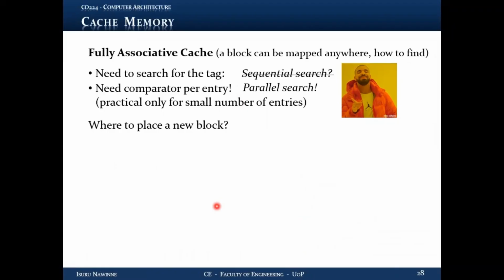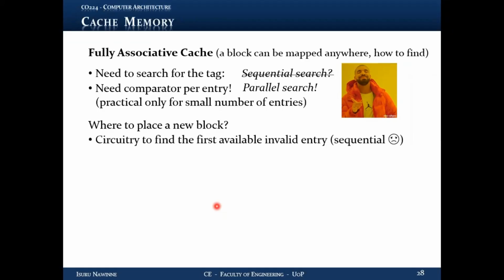A question we can have here is where to place a new block now. We don't have a mapping from memory addresses to cache entries. We dropped that. So where to place a new block? Now we fetch something from the memory. Where to put it? We know that we can put it anywhere, but the hardware has to put it somewhere. So what is the policy we use to place a new block?